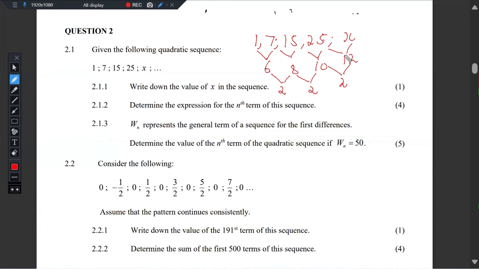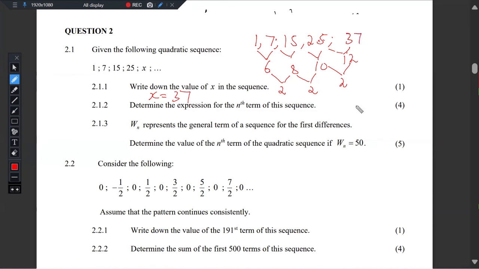Now, if we say 25 plus 12, we should get the value of x, right? So see how we got that one. Then 25 plus 12, this gives us our value of x as 37, right? So 1 mark for that. Now, determine the expression for the nth term of this sequence. So already we have that our x is 37, so we can just put it there.